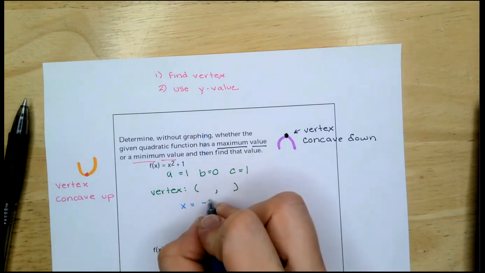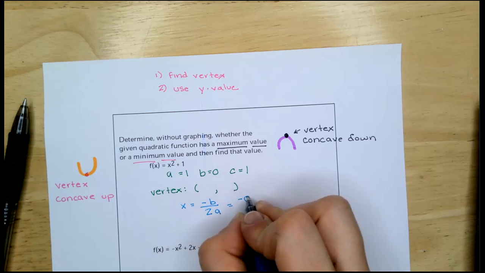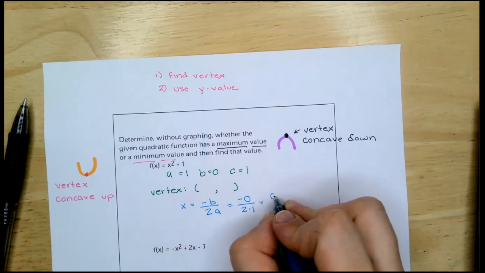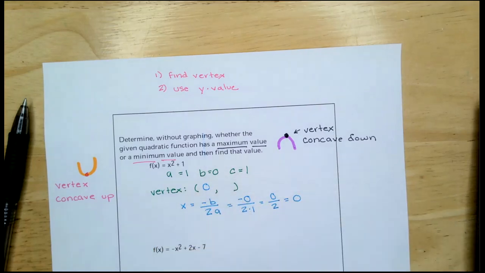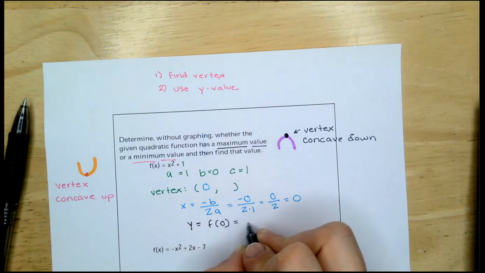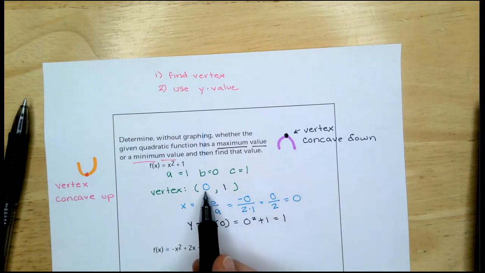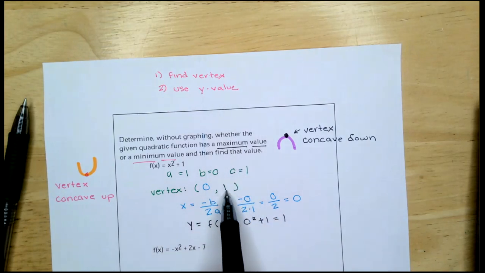So my vertex x value is negative b over 2 times a. Negative b is a negative 0 over 2 times 1. Negative 0 is just 0 over 2. 0 divided by 2 is still 0. So my x value is 0. My y value is f of 0, which means I have 0 squared plus 1, which is 1. So my vertex is 0, 1. We found the vertex, use the y value. The y value is this number, so it's a 1.